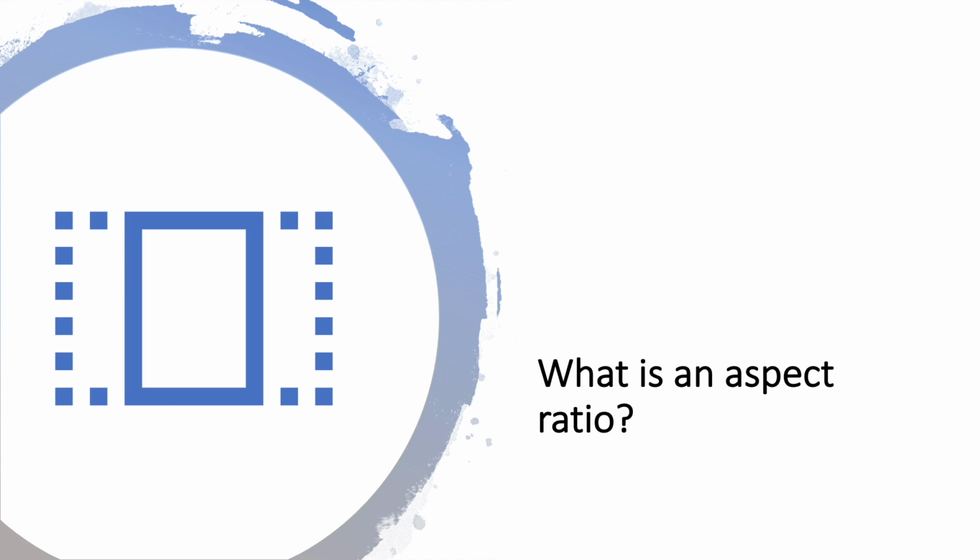What is an aspect ratio? The term aspect ratio is used to reflect the ratio of an image's width to its height. An image with 2 units horizontally and 1 unit vertically would have an aspect ratio of 2 to 1. An image with 1 unit horizontally and 2 units vertically would have an aspect ratio of 1 to 2.